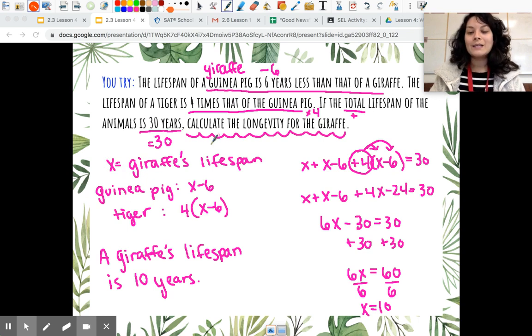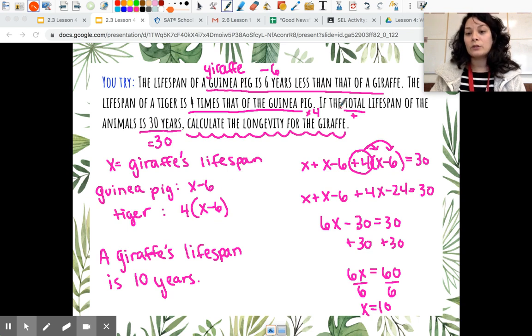And then what I did is kind of similar to the previous question, where I wrote expressions for each thing first. So x is my giraffe. The guinea pig is x minus 6, since the giraffe is x. And then the tiger is 4 times that of the guinea pig. So similar to the last problem, 4 times the guinea pig, I want to take that entire expression for the guinea pig and close it in parentheses and do 4 times that entire expression. You've got to make sure that you're using parentheses here. You don't want to just do 4 times x, and you don't want to just do 4 times 6. It's got to be this entire expression, which is why we need the parentheses.